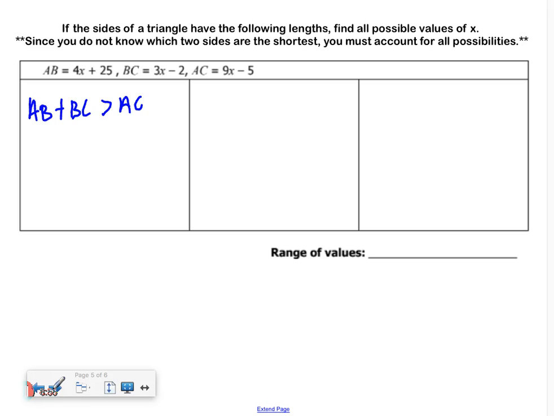I'm just going to be systematic about it. What if BC plus AC needs to be greater than AB? And then our last possible: AC plus AB needs to be greater than BC. Okay, so now we know what our options are. Now let's plug back in and find out what x could be.